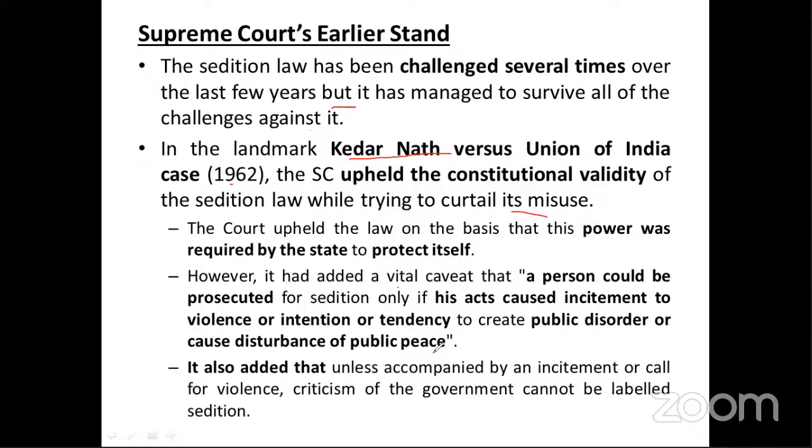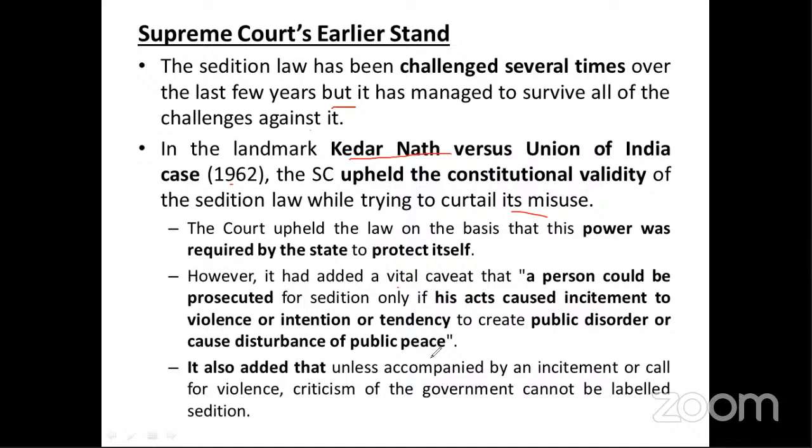The court also added that unless accompanied by an incitement or call for violence, criticism of the government cannot be labelled as sedition. The Supreme Court clearly mentioned in the Kedarnath versus Union of India 1962 case that if a spoken word or writing creates violence in any part of India, then it should be called sedition.